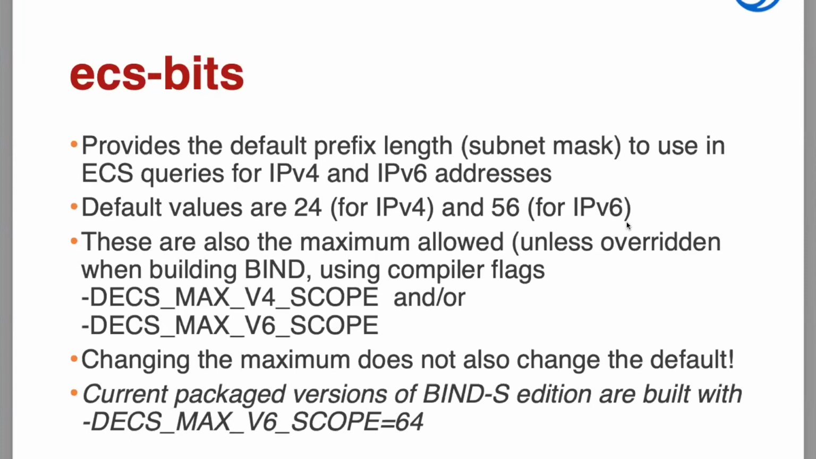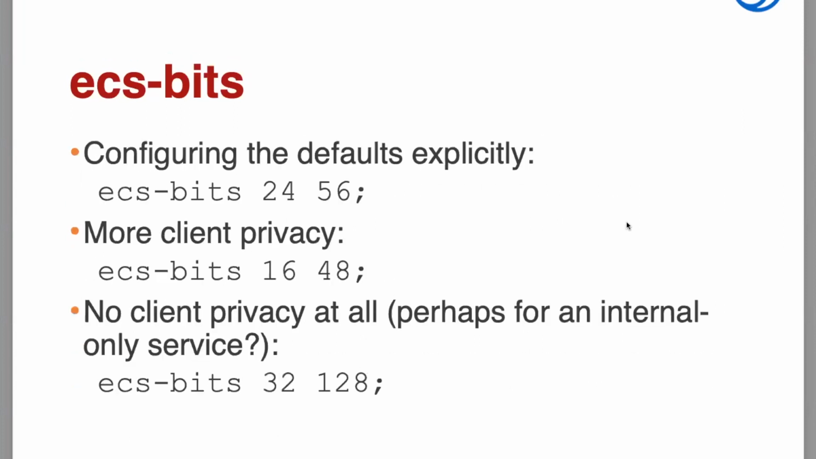On the next slide, the bottom example, I have set ECS bits to be bigger than the max allowed. My assumption here is that when I built BIND, I built it with those options on the previous slide, so that the max was moved. Okay, so that bottom example only applies if you have built BIND yourself and deliberately changed the defaults. Yes. Thank you.